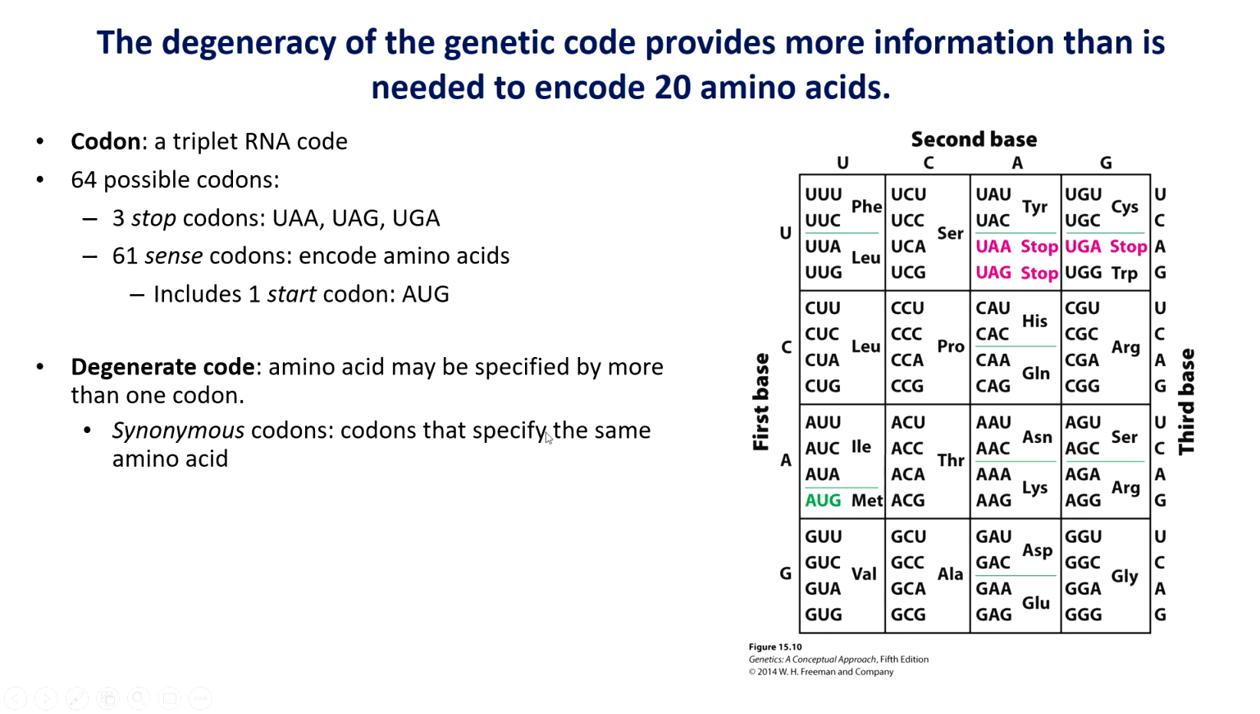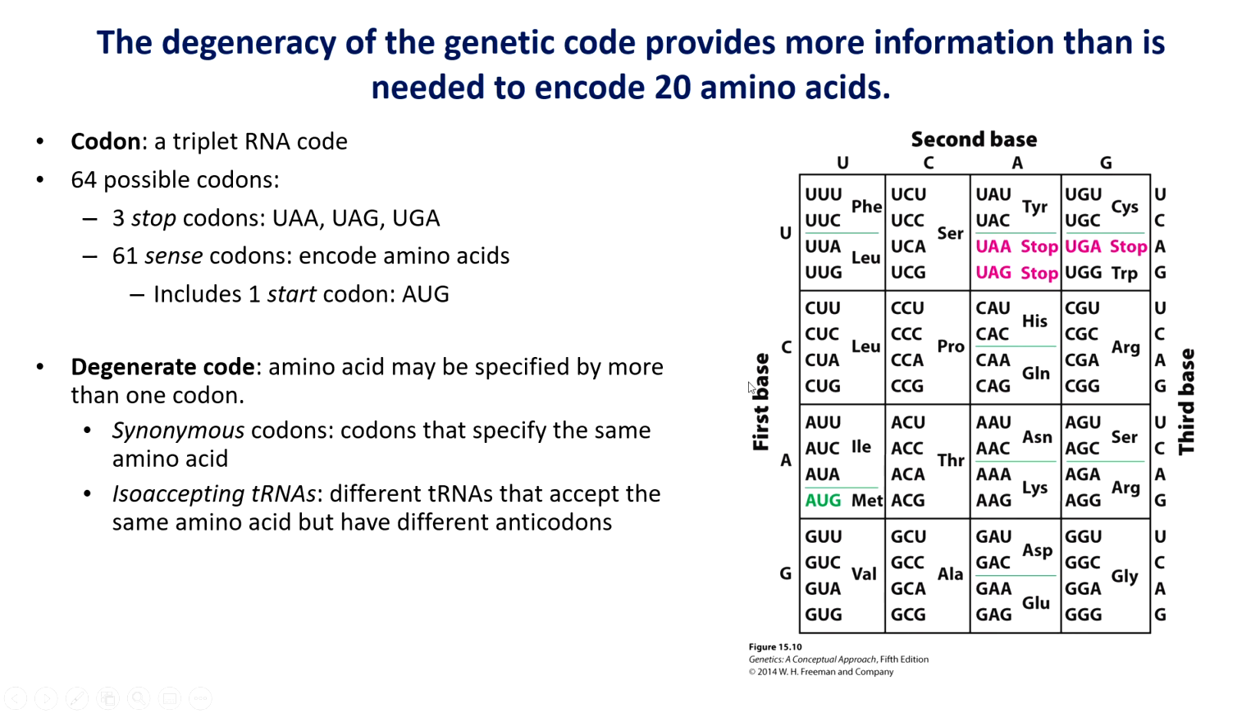Synonymous codons are codons that specify the same amino acids. And so everything in this box, these would all be synonymous codons. All of them specify leucine. Isoaccepting tRNAs are different tRNAs that accept the same amino acid but have different anticodons. And so the tRNA that recognizes CUG is different from the tRNA that recognizes CUU, but both of those tRNAs are linked to a leucine. So these would be isoaccepting tRNAs.